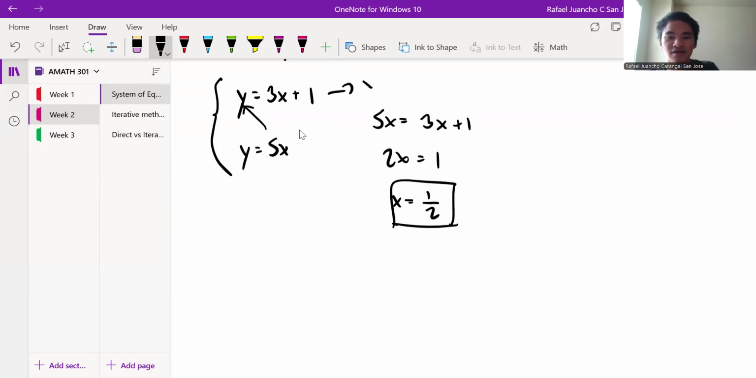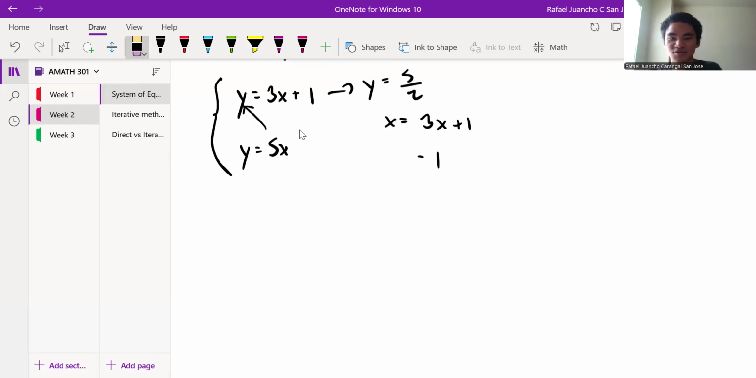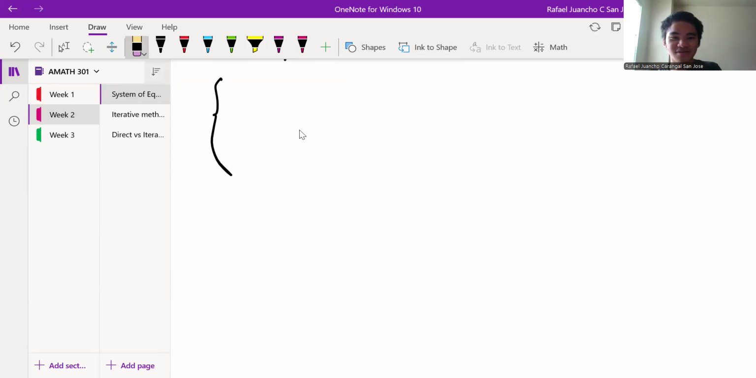And from there, we just plug it in here. And so here our y is, well, 3/2 plus 1. So that's 5/2. And then if we plug it in here, we also get 5/2 for our y. So those are the basics. But what if we have tons of them, right? We have tons of equations. Well, that's a different strategy.